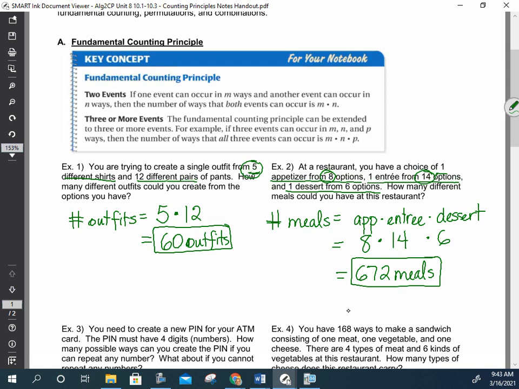Just don't be that person that's going to sit and think about all 672 things. The waiter doesn't have that kind of time, and probably the person that you're having dinner with doesn't have that kind of time. Well, maybe you do. Who knows?